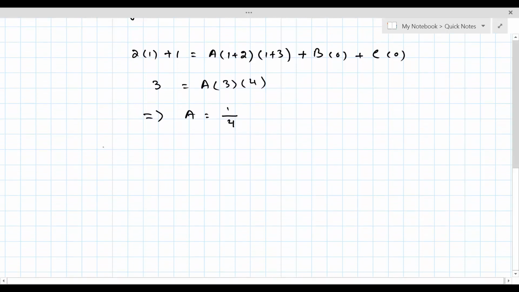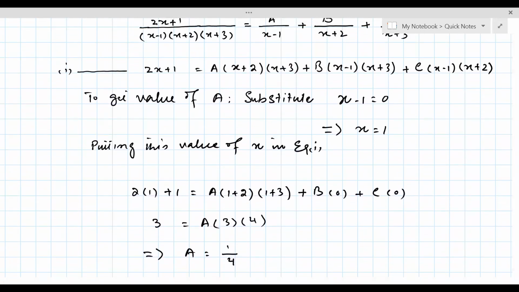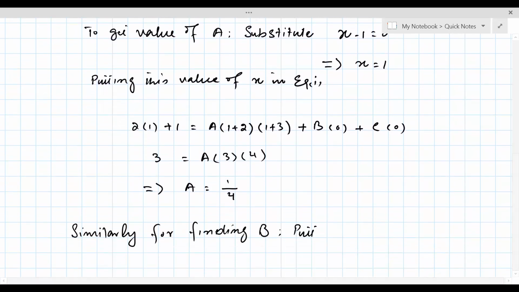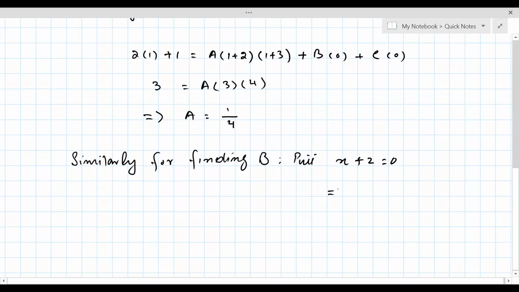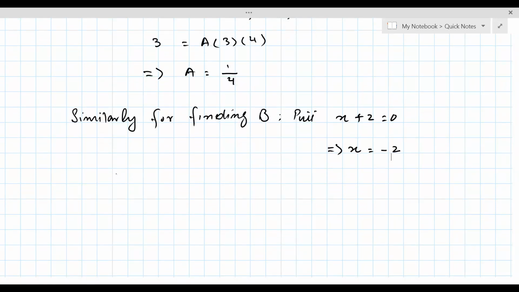Similarly, we will find the values of B and C. Similarly, for finding B, substitute or put what was in the denominator, x plus 2. So we are going to put x plus 2 equal to 0. This gives us the value of x equal to minus 2, and we substitute this value of x in equation 1 again.